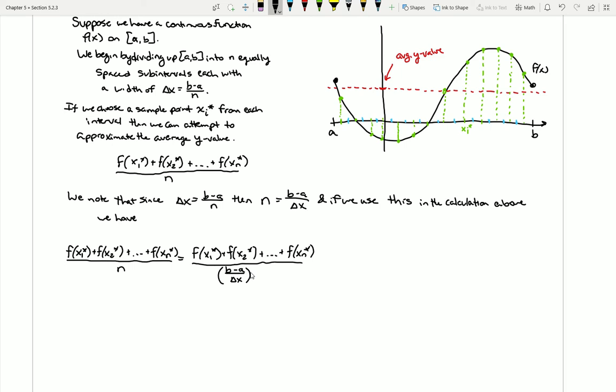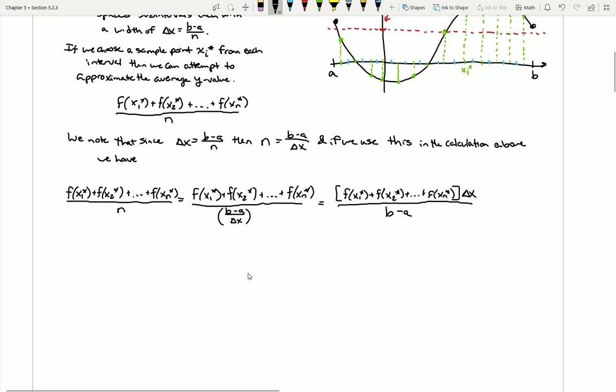Now, of course, if I wanted to, since I'm dividing here by a fraction, I could instead multiply by the reciprocal. If I did this, notice that I would still have all of my f's added in the numerator. But then I would have to multiply that gigantic sum by delta x, and it would then be divided by this b minus a. So notice I've just multiplied by the reciprocal of my fraction here.